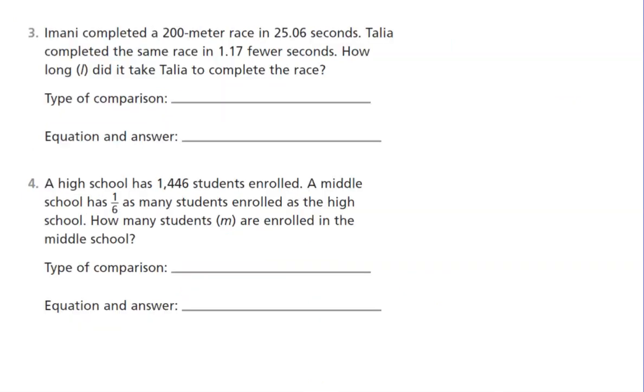Next one says, Imani completed a 200-meter race in 25.06 seconds. Talia completed the same race in 1.17 fewer seconds. How long did it take Talia to complete the race?